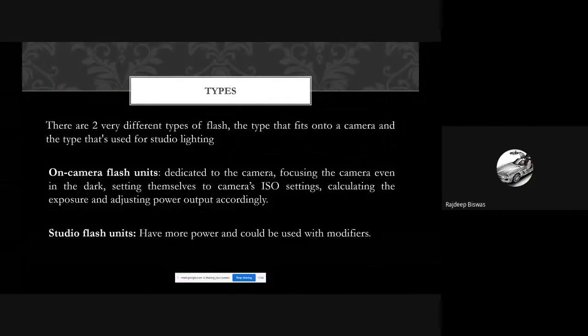Okay, as we are discussing different types of flash. One, of course, is on camera flash, dedicated to the camera, focusing the camera even in the dark, setting itself to the camera's ISO settings, calculating the exposure and adjusting power output accordingly. Studio flash units have more power and can be used with modifiers.